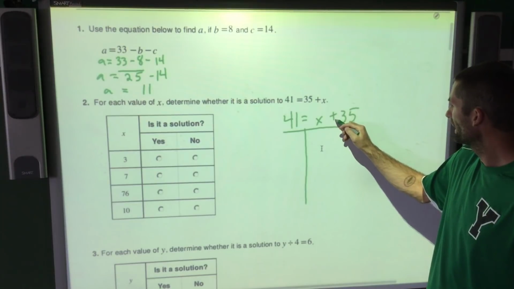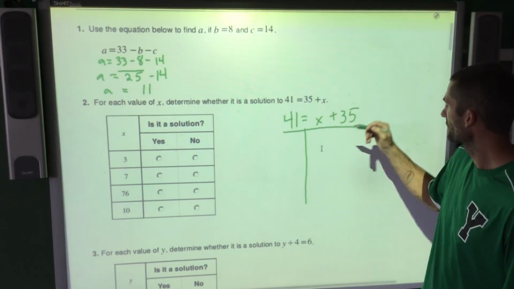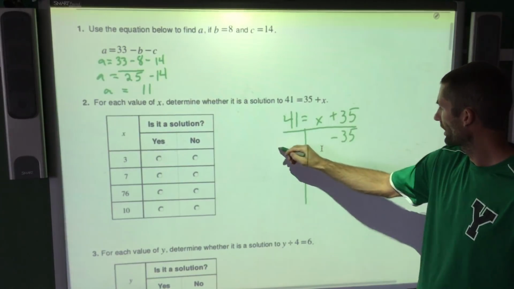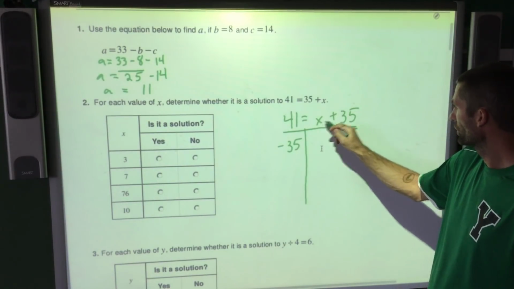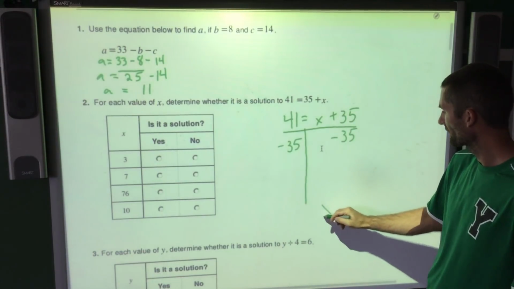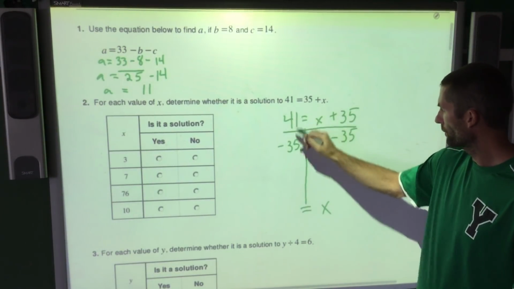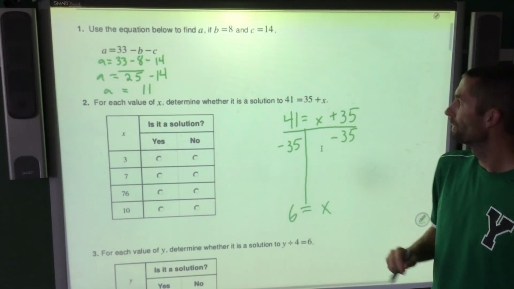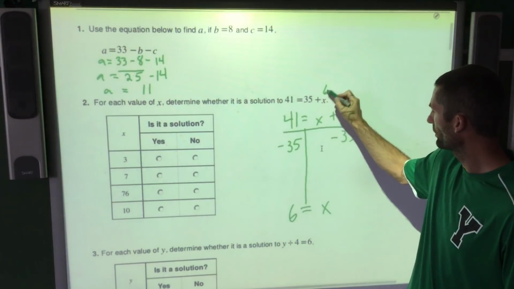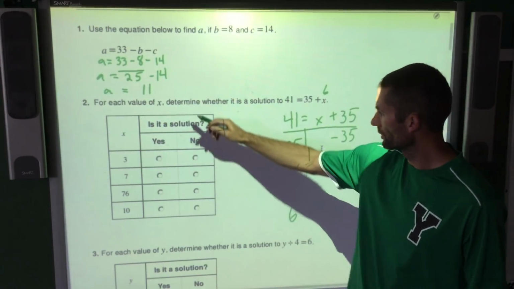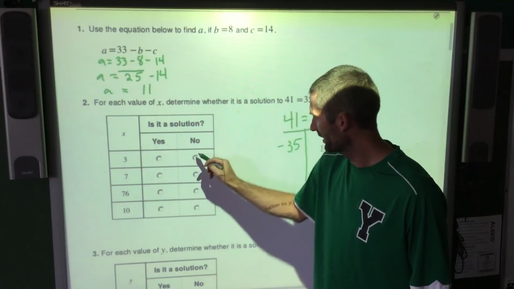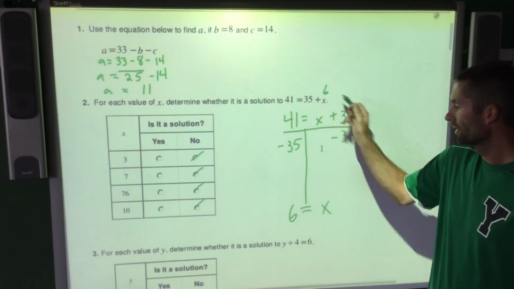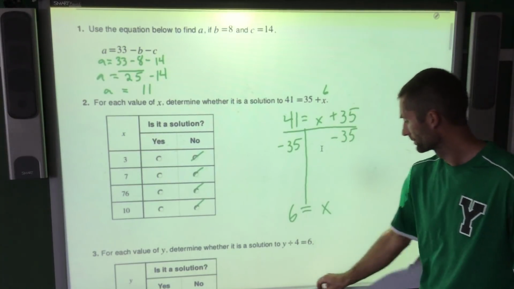To do that, I'm going to do the inverse of addition. The inverse of addition is subtraction. So I'm going to subtract 35 from each side. When I subtract 35 from this side, I'm left with x. Over here, 41 minus 35 is 6. So we know that 6 equals x. We want to plug that in to make sure it works. 35 plus 6 is 41. So the only solution is 6. I could plug them all in, but you'll find out that 6 is the only answer for you.